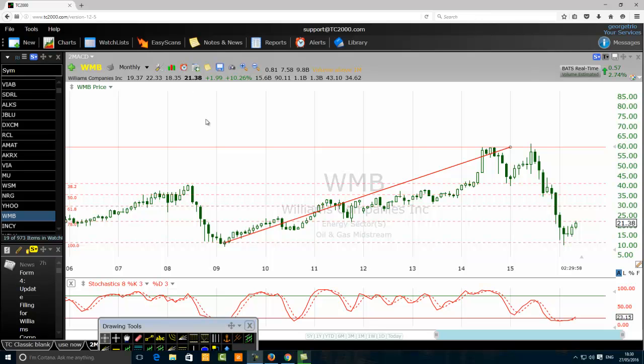We are on a monthly chart of Williams Companies Incorporation, and we can see that this stock was trending from 2009 up to mid 2014. And then it started going down. From this point it went down one more time, rallied up a bit, and now it came back down. All right, talking about center stage Fibonacci trading tips and tricks.